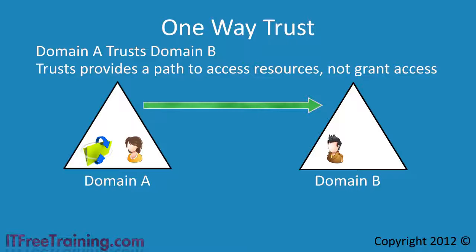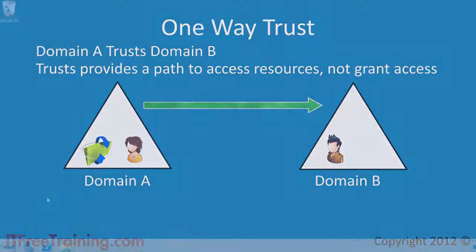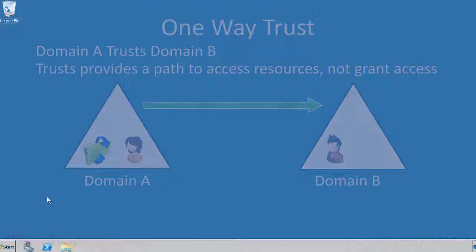If you get confused, draw an arrow between the two domains with the direction of the trust. In order for the user to access the other domain, the arrow must point towards the user. Now that we understand how trusts work, I will change to my Windows Server to demonstrate how to create trusts.